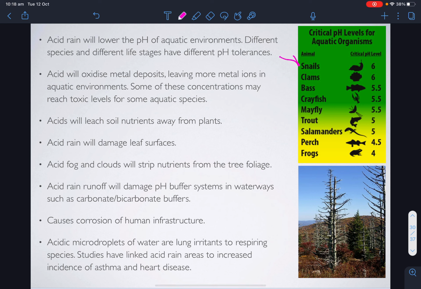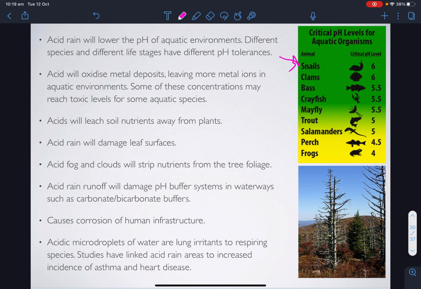So that relates to this little diagram here. We've got different animals and their critical pH level. I don't know what critical means. Can they go below that or above that, or is that where they should be? But anyway, you get an idea that there's a range of different happy places for different animals.